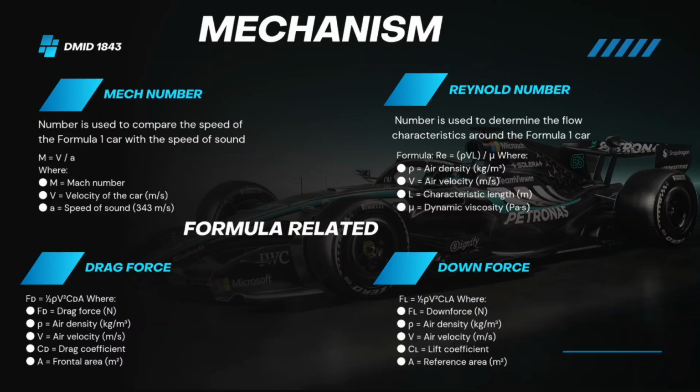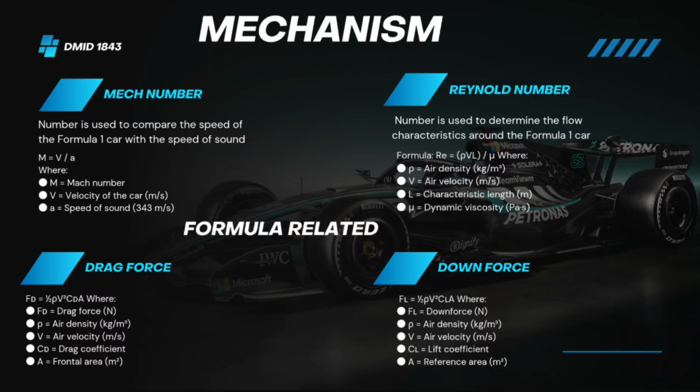For this slide, Mach number is used to compare the speed of the Formula 1 car with the speed of sound. In this formula, M represents the Mach number, V is the velocity of the car in meters per second, and A is the speed of sound, which is approximately 343 meters per second.